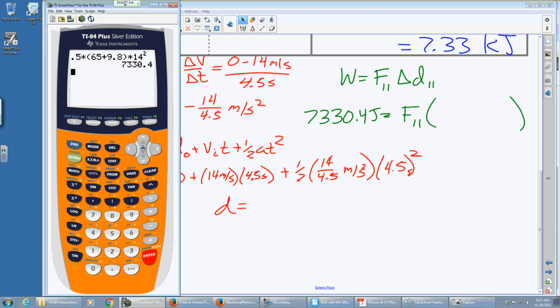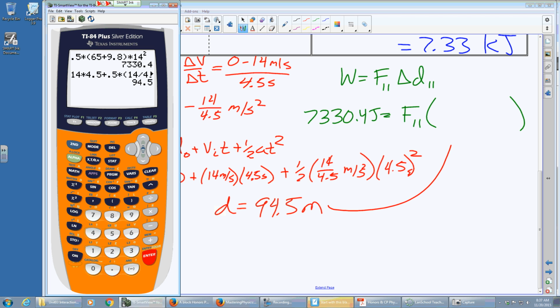Let's see. 14 times 4.5, all plus 0.5 times parentheses 14 divided by 4.5. Oh, there's definitely some simplification I could have done there. And I get it moved 94.5 meters. And that's what I'm putting up in here.